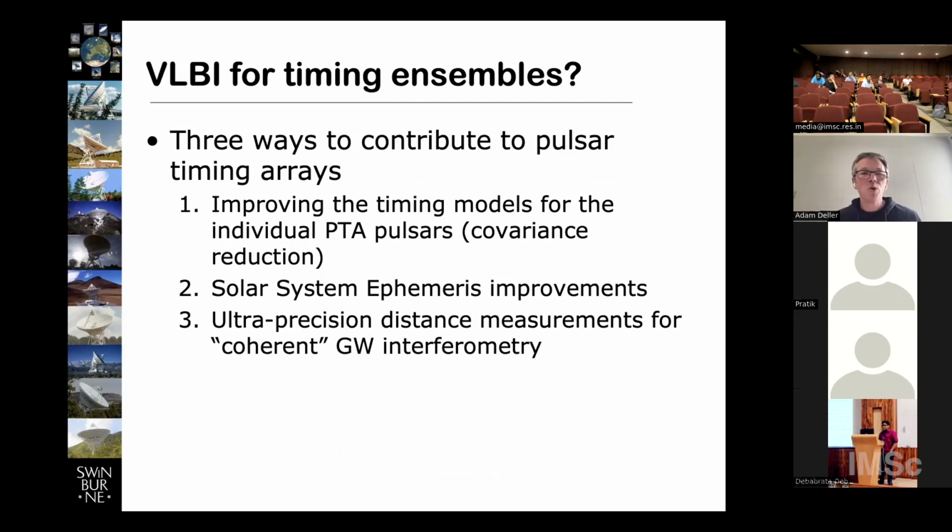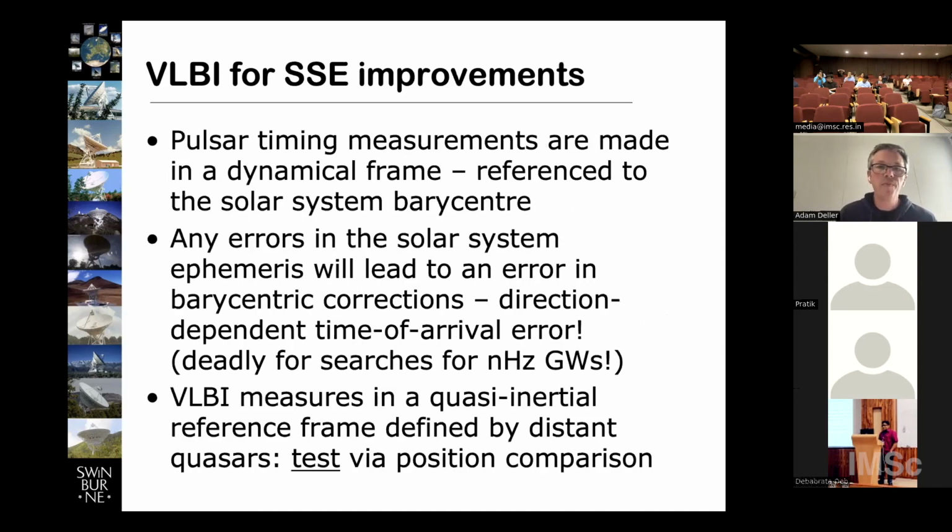So I just want to finish up now talking about what we can do with the VLBI for pulsar timing arrays. So the first thing is just basically improving each of the individual sources. So, getting rid of covariances of mostly DM variations with distance or anything like that. But the more interesting things here are then ways you can combine the results from multiple sources. The first one is improving the solar system ephemeris, and the second one is making some really ultra precise distance measurements to do coherent nanohertz gravitational wave interferometry. And so I'll cover each of those in turn.